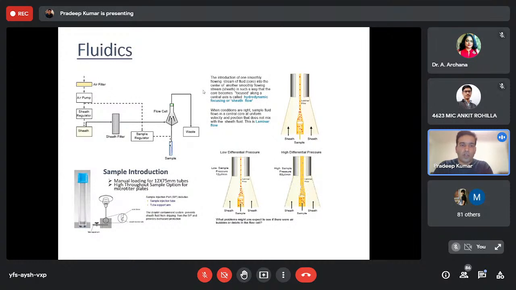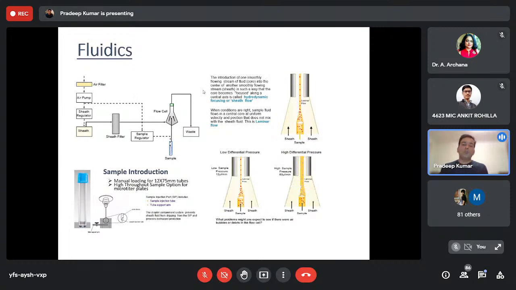In the top diagram, if you look at the sample tube, the sample is being aspirated, and then there is a flow cell. The flow cell is the heart of the flow cytometer. It is the place where all the lasers are aligned, and your cells pass one by one through each laser. Interrogation happens within the flow cell, and after analysis is done, everything goes into waste.